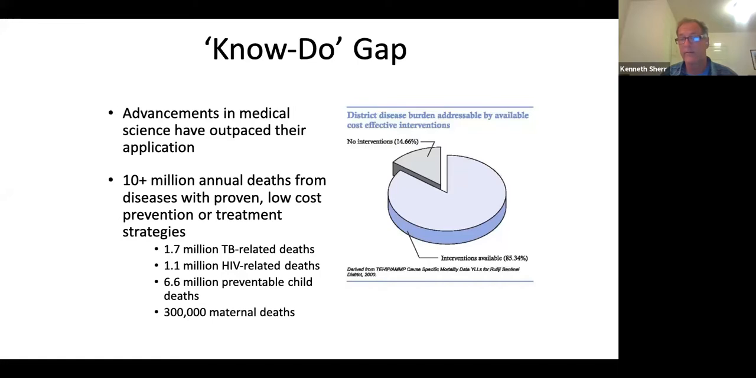So consider that there are over 10 million annual deaths from diseases that have proven, and importantly, low-cost prevention or treatment strategies, like tuberculosis, HIV, preventable child deaths, and maternal deaths. And on the right, you can see an estimate from the Rufiji Demographic Surveillance System, where they estimate that over 85% of the burden of disease in the Rufiji district in Tanzania could be addressed by available cost-effective interventions that are simply not getting into the delivery system effectively to treat patients and to address this avoidable disease burden.